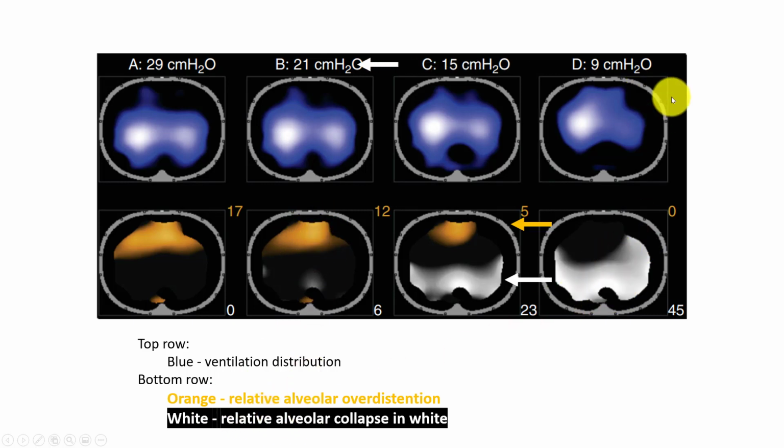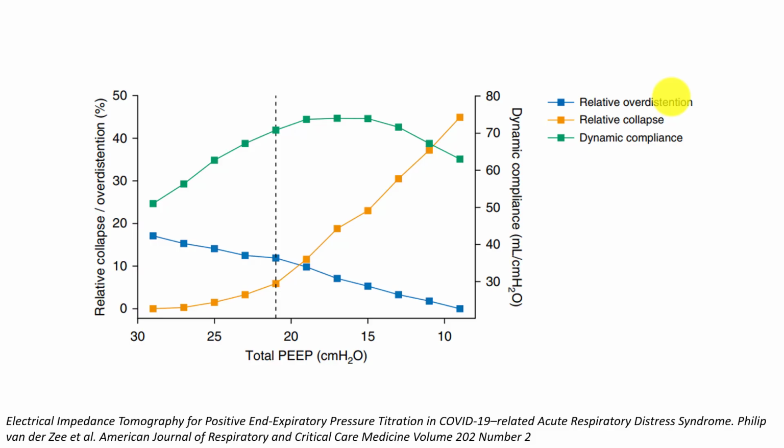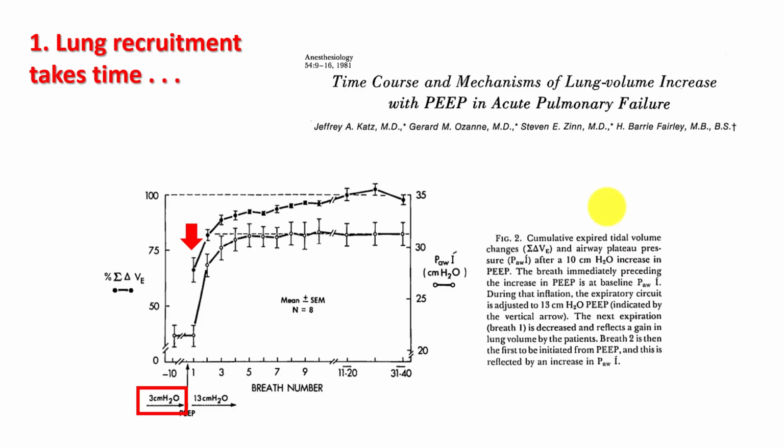And as we increase the PEEP from 9 to 29, you can see that the alveolar overdistension increases while the alveolar collapse decreases. You can use this to plot a diagram which shows you different parts that you are interested in, things like relative overdistension, relative collapse, and dynamic compliance, and you can use this information to figure out optimal PEEP. There are a couple of things that you have to remember while figuring out PEEP with all the methods that we talked about. The first one of them is lung recruitment takes time.